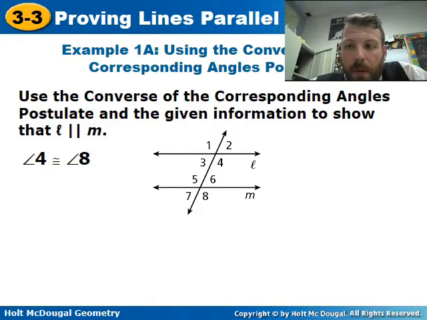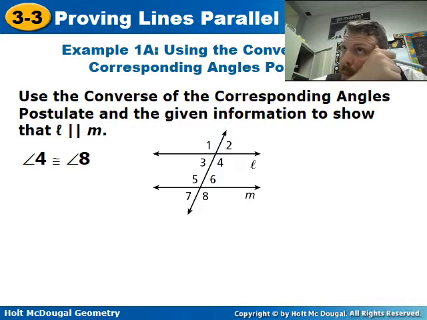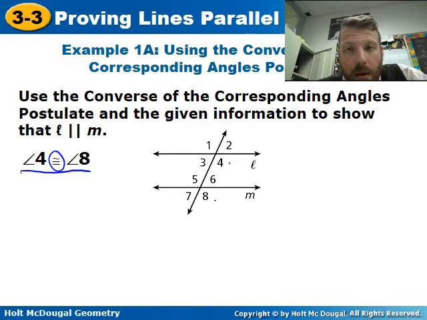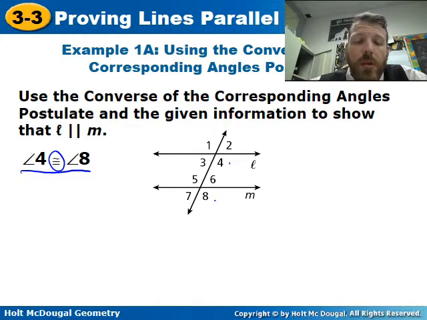So let me give you an example, okay? We're going to use the converse of the corresponding angles postulate and the given information to show that L is parallel to M. We're given that angle 4 is congruent to angle 8. You need to make sure that the angles are congruent. Measurements do not matter. If you say measurements are equal, you have to show that the angles are congruent. I'll explain that in a second.